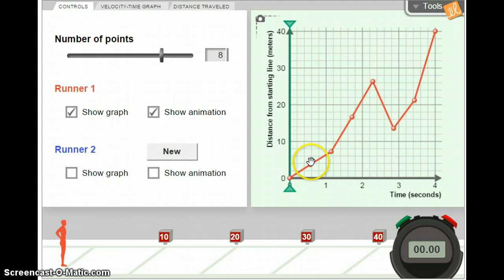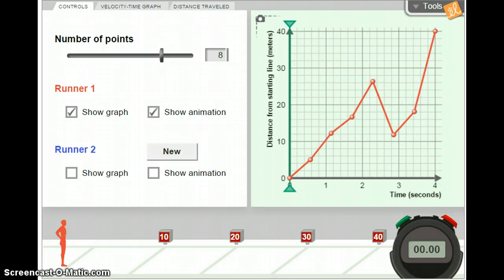And then we have the ability to adjust points on the graph to create a variety of different profiles. And so here's a profile where the runner will run forwards at various rates for some time, then run backwards, and then run forwards again.